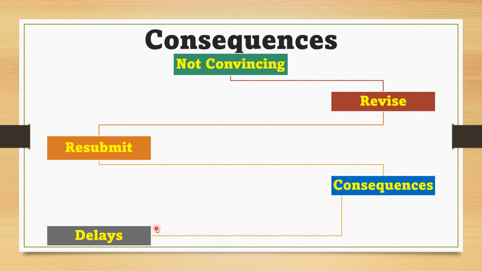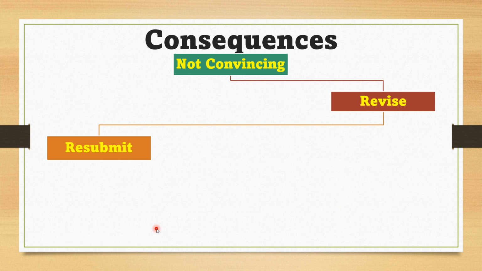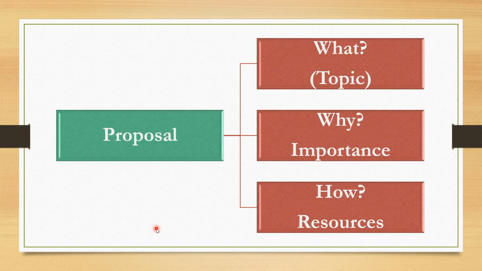If your idea is not going to convince your supervisor or your board of studies, then automatically you will have delays in the completion of your degree. So first of all, you have to ponder on these three questions and answer them clearly: what, why, and how. What is your topic of study? You must know every single word included in your topic of research.